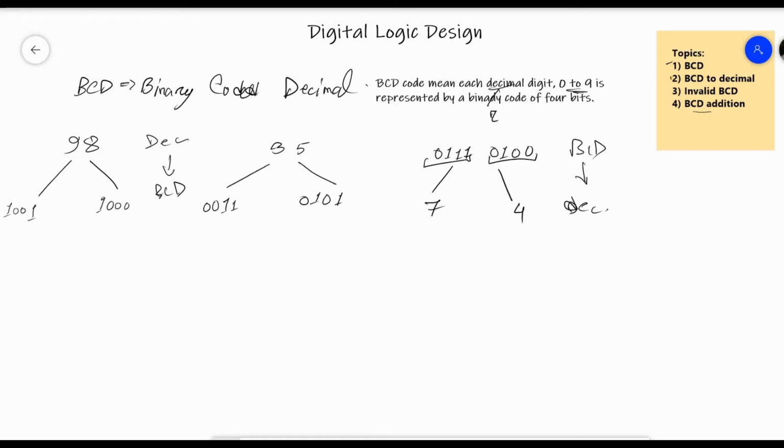Alright, now we are done with the first two checkpoints. Now let us see the invalid codes before we move on to BCD addition, because that is important to know before we perform any BCD addition. There are 6 invalid codes in BCD, or 6 invalid BCD combinations.